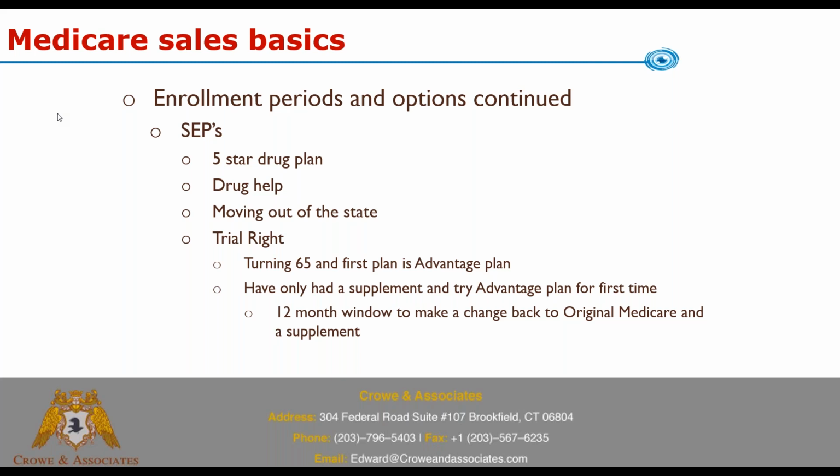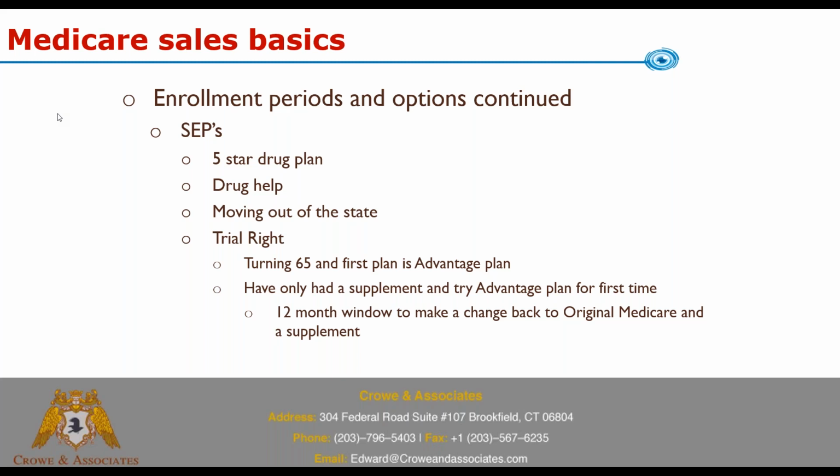got your trial right. So for those not aware, a trial right is if somebody's turning 65 and their first plan is an Advantage plan when they turn 65, they have a 1-year, 12-month trial right to move from that Advantage plan back to original Medicare, a supplement, and drug plan the first of any month for the first 12 months on a guaranteed issue basis. That's for everybody in every state. So you turn 65. When you turn 65, first plan's an Advantage plan, you got a 1-year trial right.